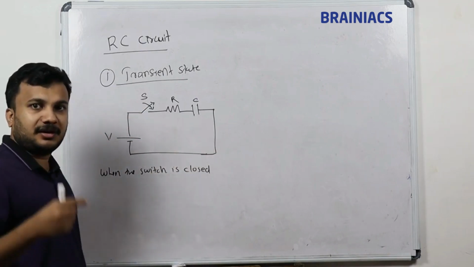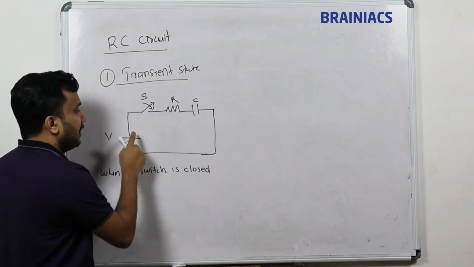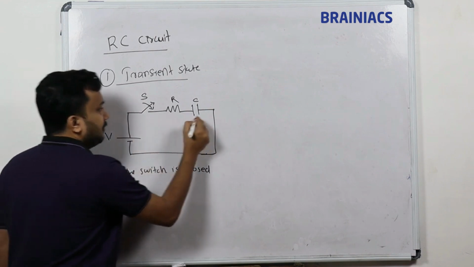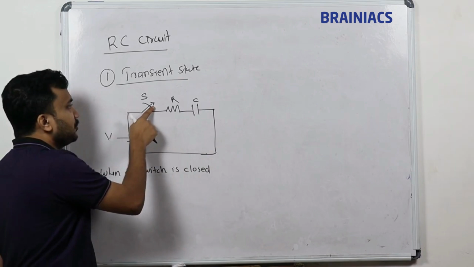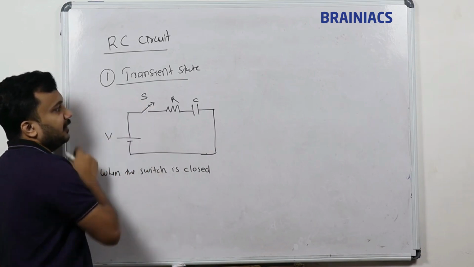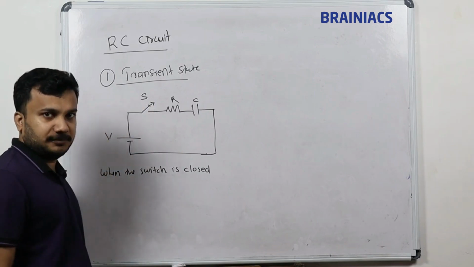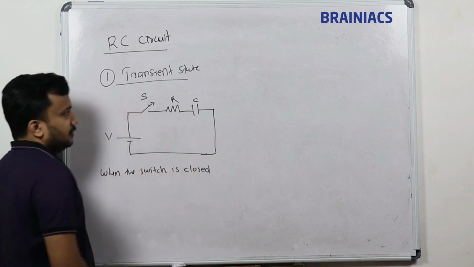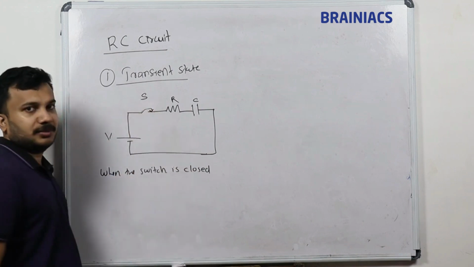In another way, current will always flow in a closed path, a path which can travel from positive to negative. If it can start from positive and reach negative, then current can form. But if the switch is open like this, the switch is not connected, so the charge cannot flow. Now I am closing the switch like this.